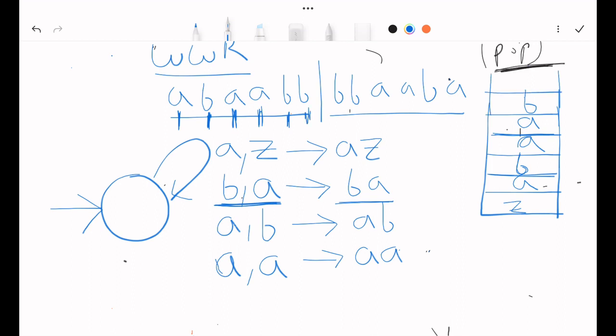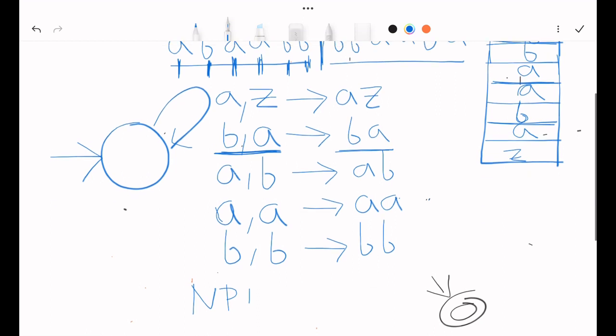Input symbol is B. Top of the stack is also B. You can see top of the stack is B. So in this condition, I will push B also. Done. So up to this I read. Now after then I have to reverse.